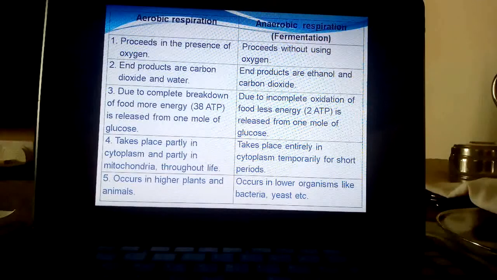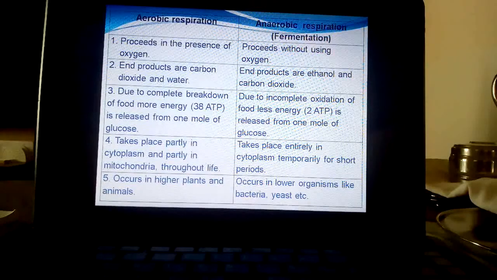Now, aerobic respiration proceeds in the presence of oxygen; anaerobic respiration proceeds without using oxygen. Got it? End products are carbon dioxide and water. End products are ethanol and carbon dioxide. Due to complete breakdown of food, more energy, like 38 ATP, is released from one mole or one molecule of glucose. Due to incomplete oxidation of food, less energy, 2 ATP, is released from 1 mole or 1 molecule of glucose.